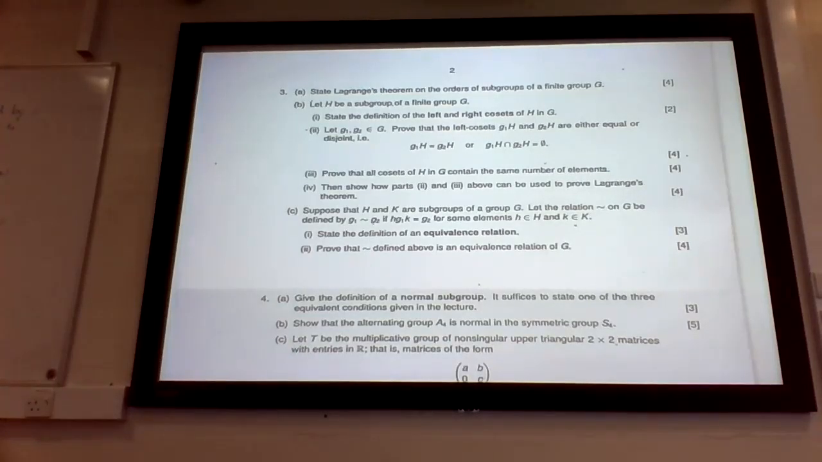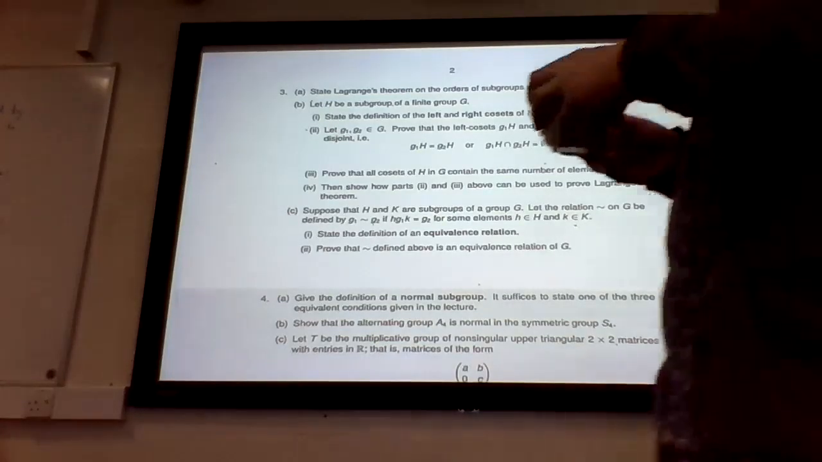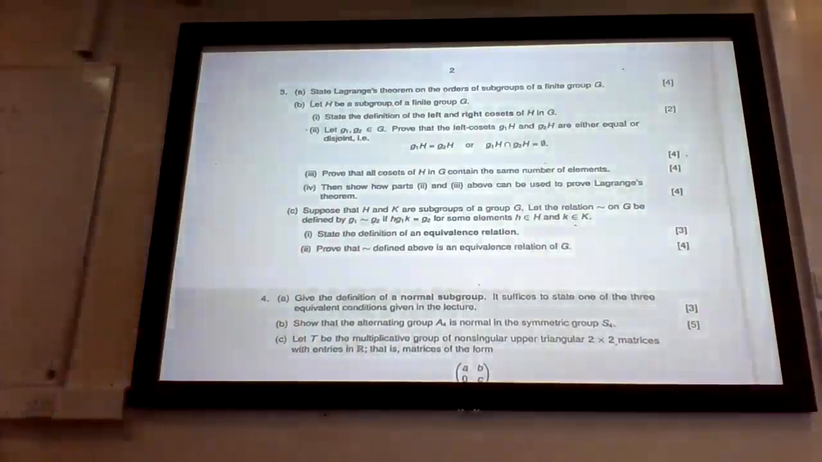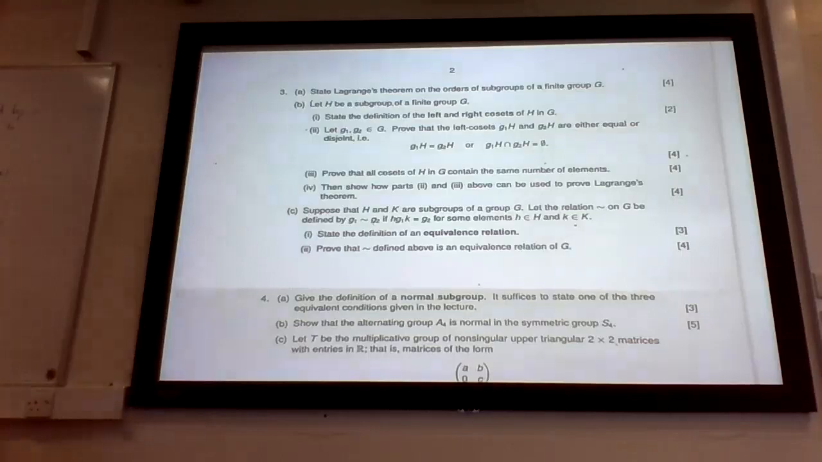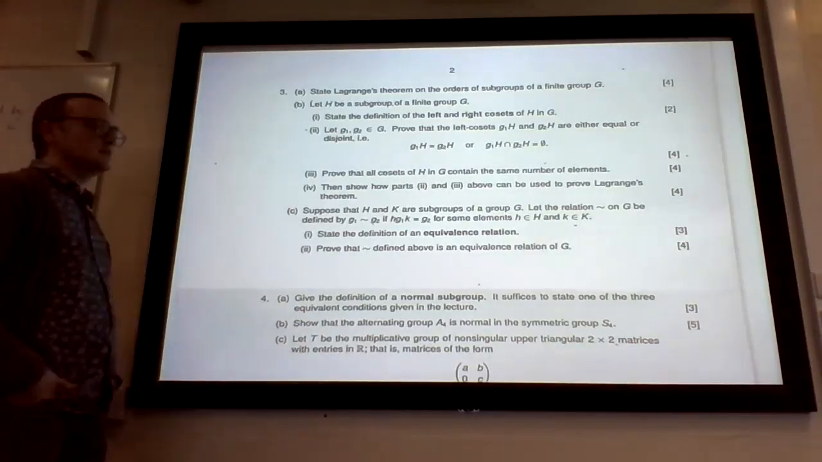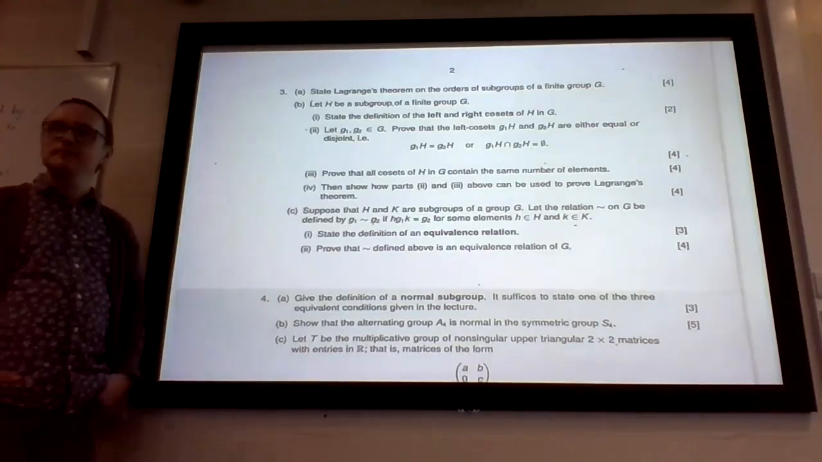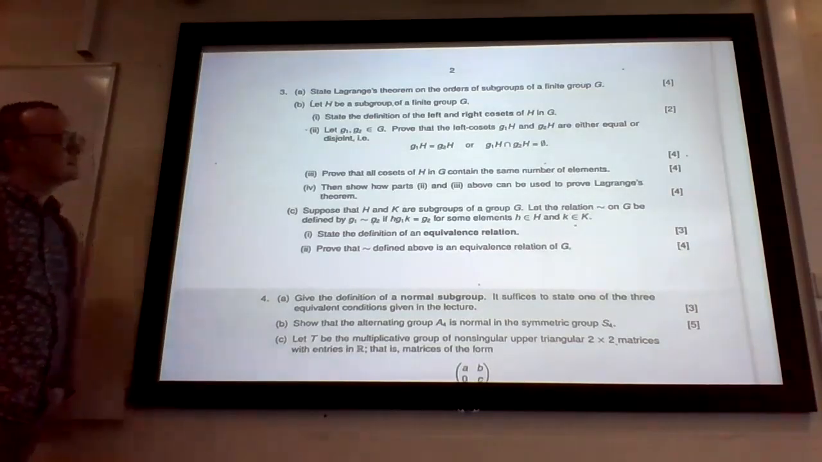Okay, why does it say that the left cosets are either equal or disjoint? Yeah, so this was one of the key steps in the way we presented Lagrange's theorem.